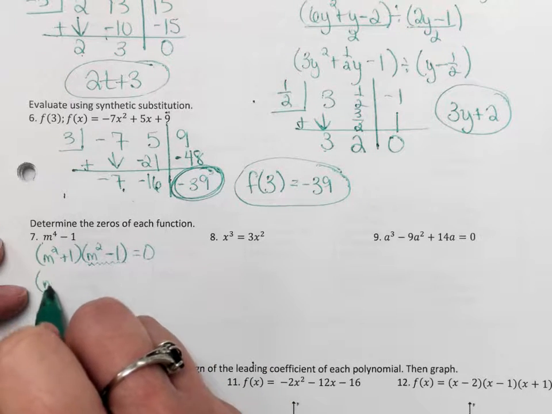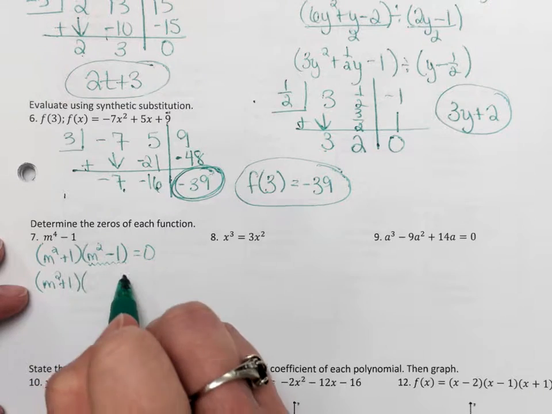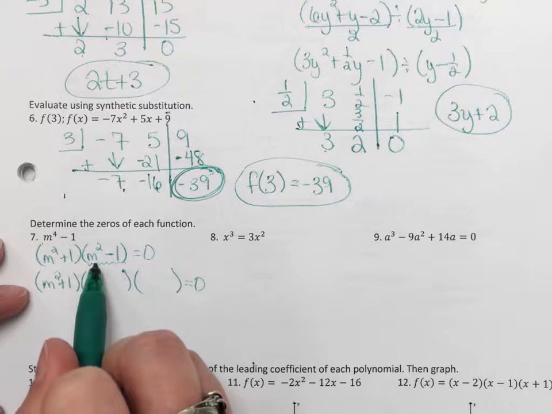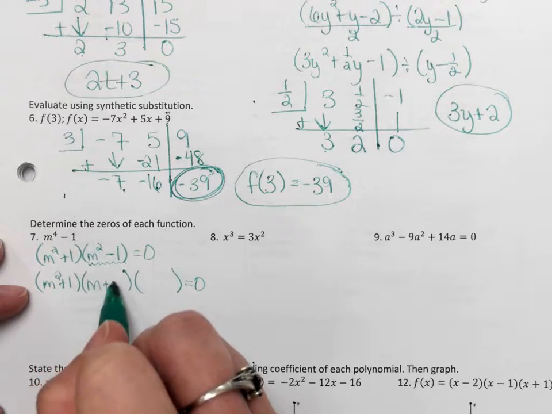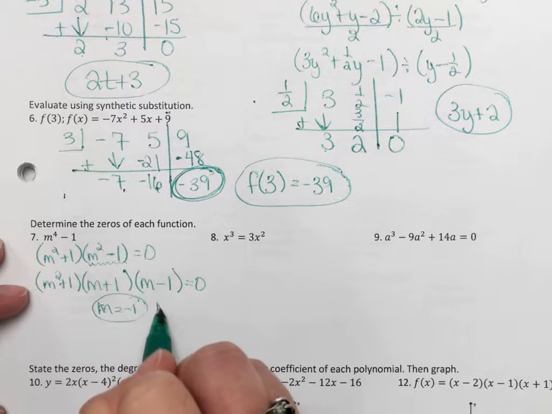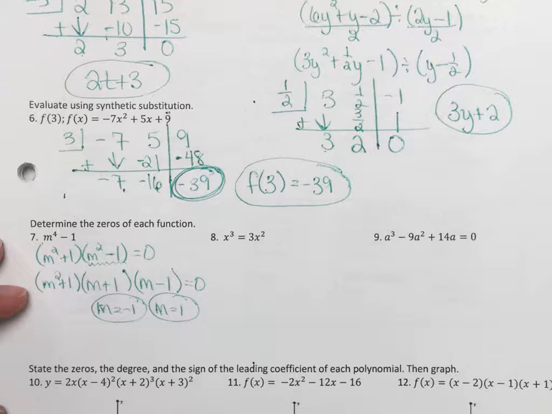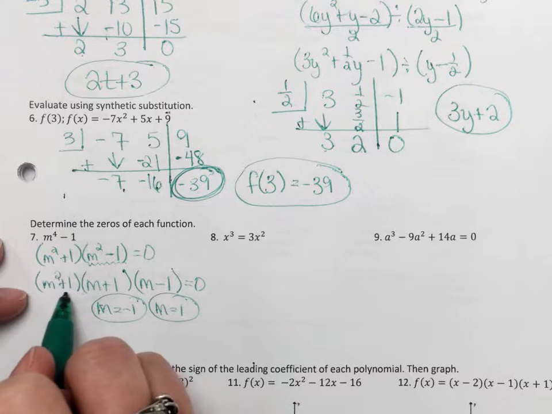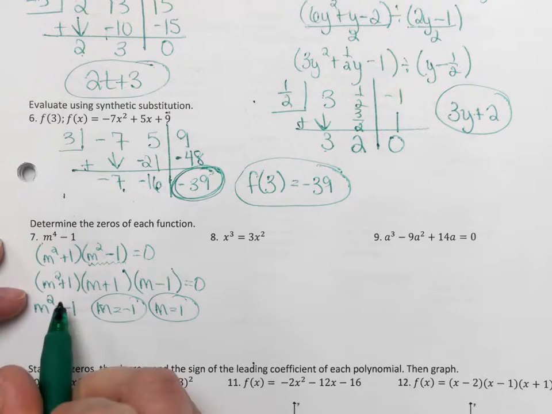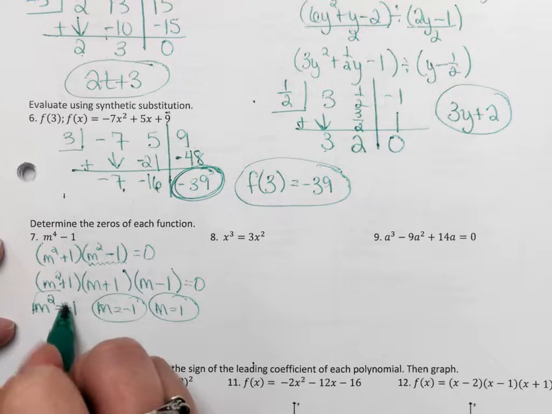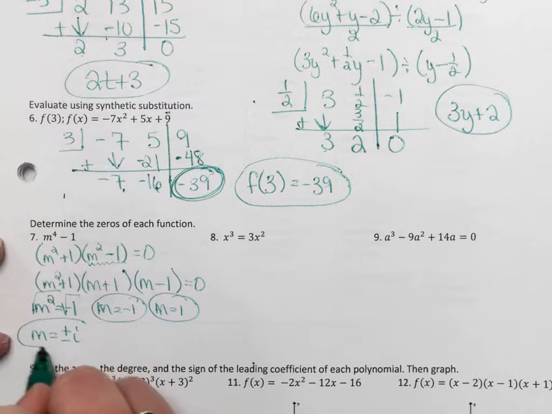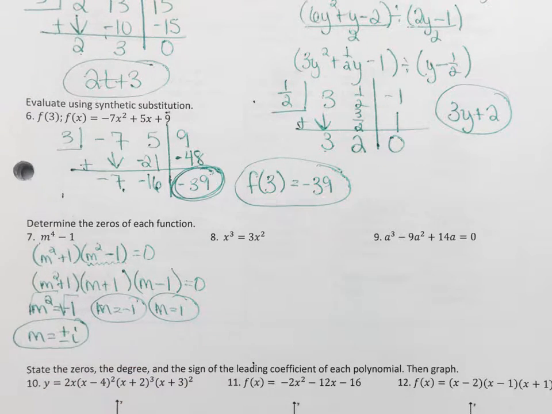Okay? So I'm going to bring this first one down. And how can I split this one up? Perfect. So I have m equals negative 1, m equals positive 1. What about this one? No. M squared equals negative 1. Move the 1 over. Square root. Careful. Plus or minus i. Very good. Very good.